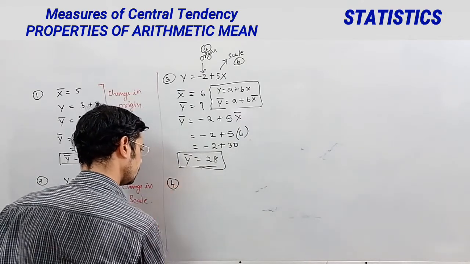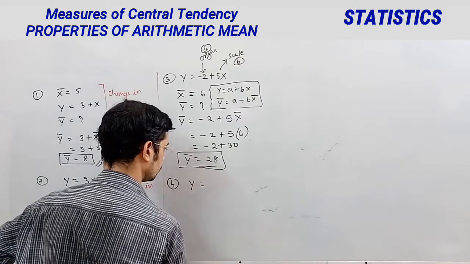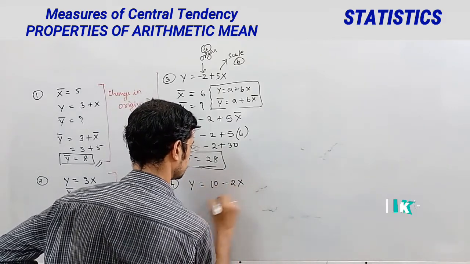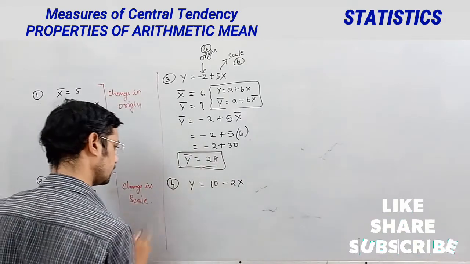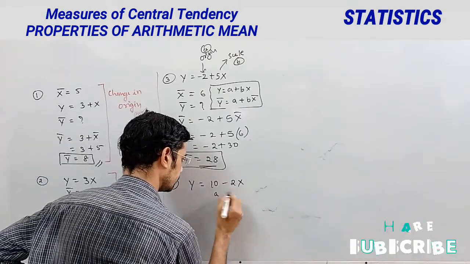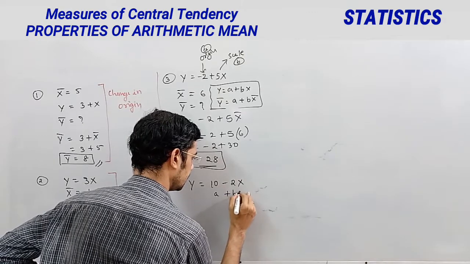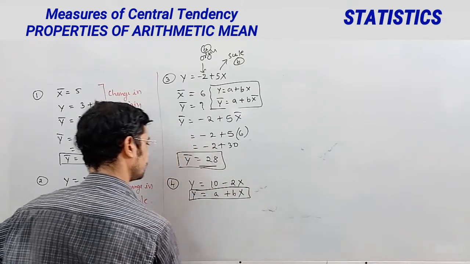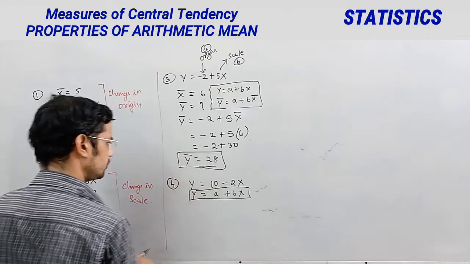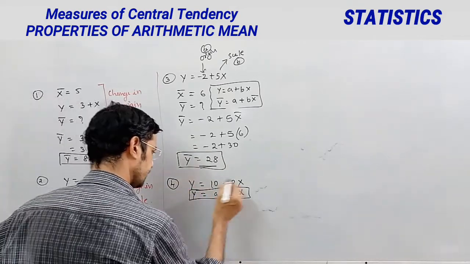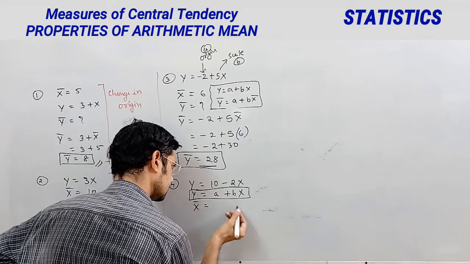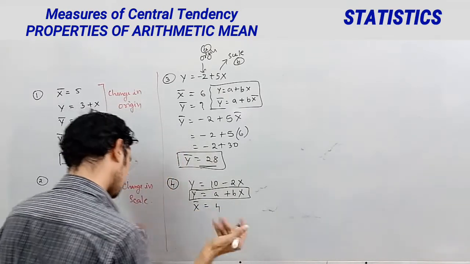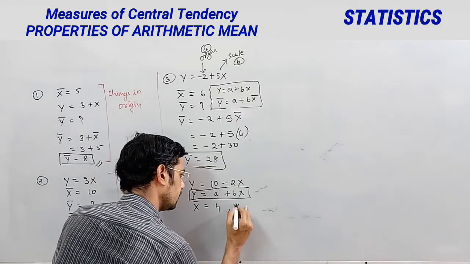The fourth example is y equal to, say, 10 minus 2x. Here what is a? A is equal to 10. This is the y equal to a plus bx form. Okay, you can observe this. Now what else is given? X bar is given to you as 4. What is the mean of y?